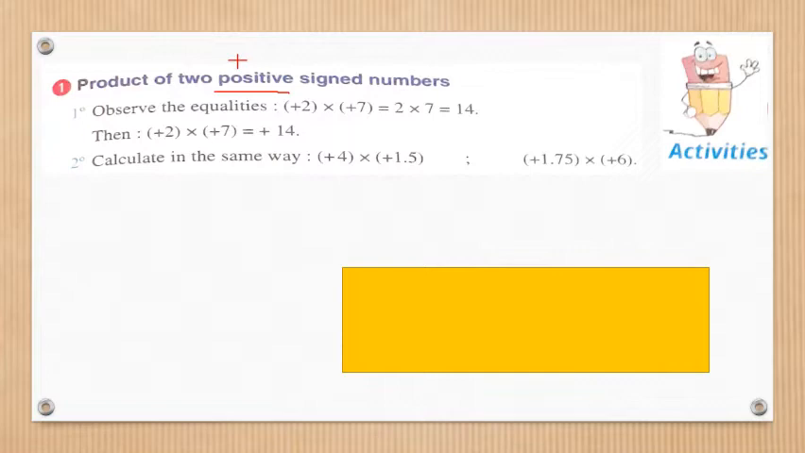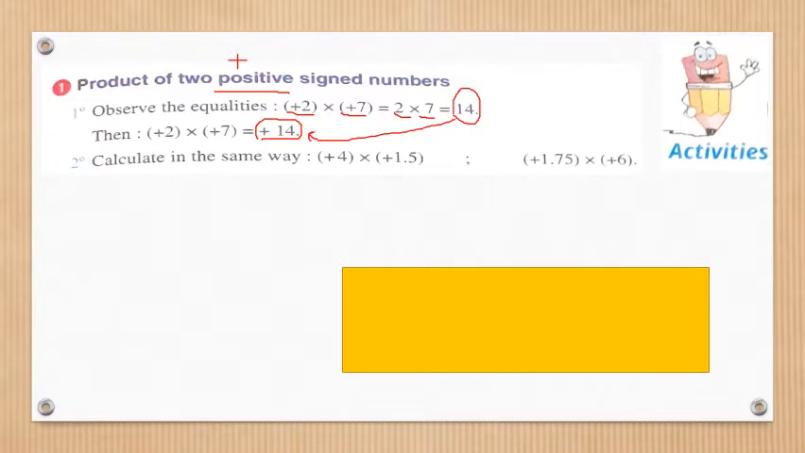Plus 2 times plus 7. Plus 2 is the same as 2, plus 7 is the same as 7. So 2 times 7 equals 14. Then I can say that plus 2 times plus 7 equals plus 14. We know from previous lessons that 14 can be written as plus 14.